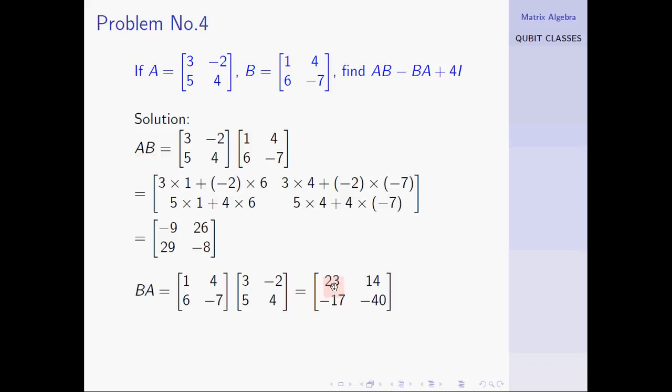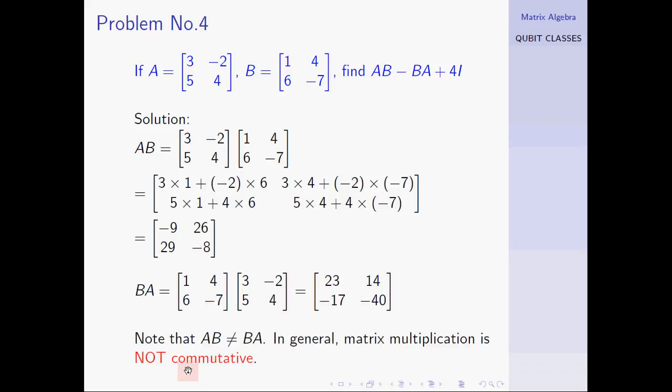So the first entry will be 1 into 3 plus 4 into 5, which is 23. 1 into -2 plus 4 into 4 will be 14. 6 into 3 minus 7 into 5 will be -17. And 6 into -2 plus -7 into 4 will be -40. So note that A into B is not equal to B into A.